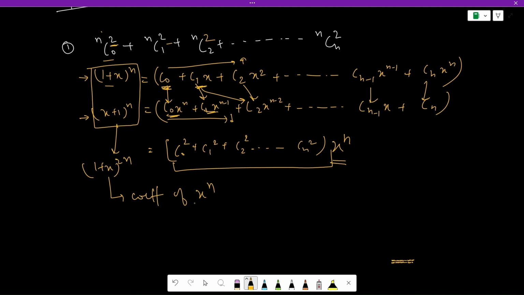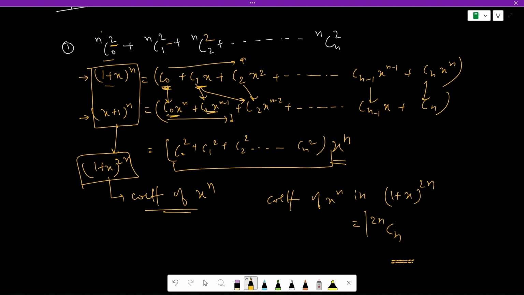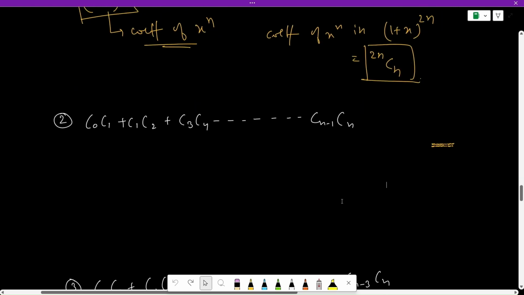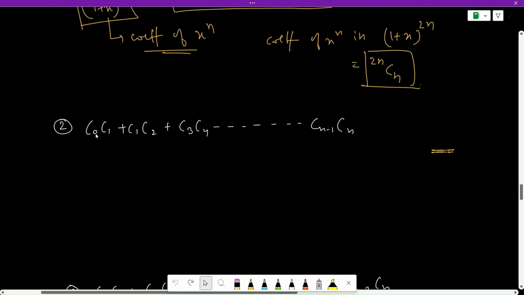So all we need to do is find the coefficient of x raised to the power n in this expression, and the coefficient of x to the power n in 1 plus x raised to the power 2n is simply 2ncn. So this is the final answer for this question. Now this is the second example. You can try it yourself, then I will solve it.